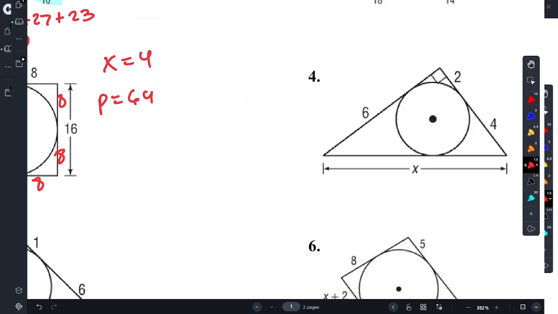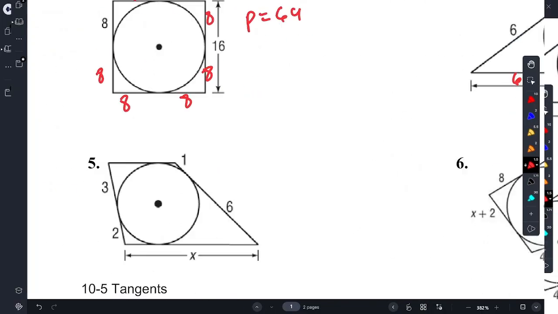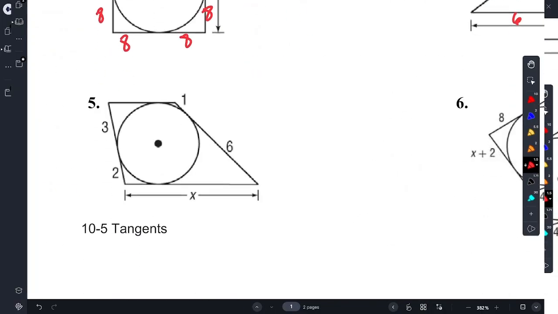I'm not going to do the perimeter for 4, but this would be 6, right? And this would be 4. So the side would be 10, and then you could find the perimeter by doing math. Yes. All right. Let's look at this one because it even works for irregular shapes.